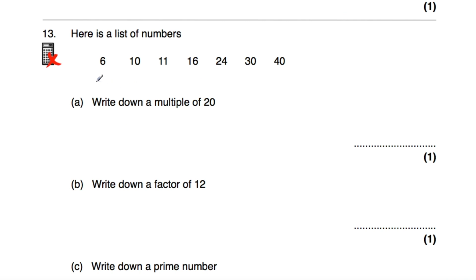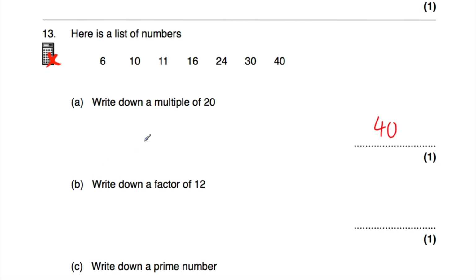Okay, so question number 13, we've got this list of numbers, 6, 10, 11, 16, 24, 30, and 40. And part A says write down a multiple of 20, so we just need a multiple of 20, so 20, 40, so 40 is a multiple of 20, so I'm going to go for 40. Okay, now let's have a look at our next part, part B.